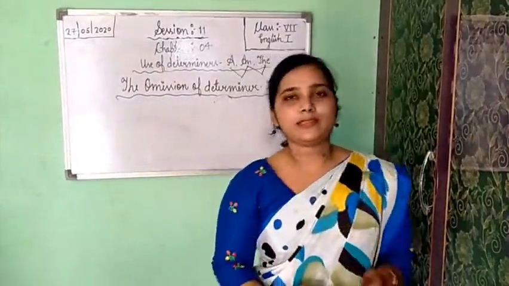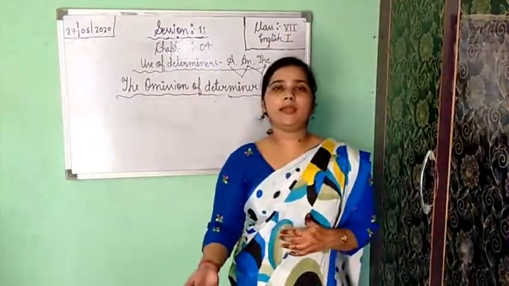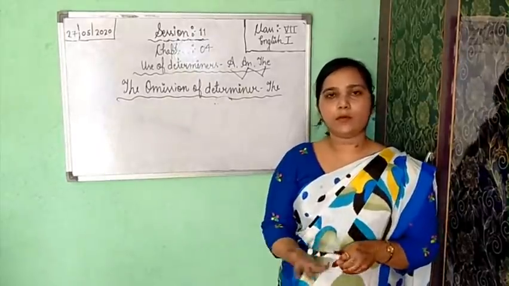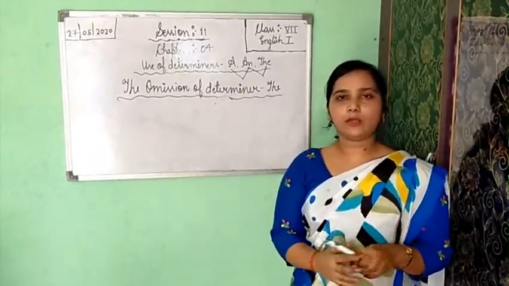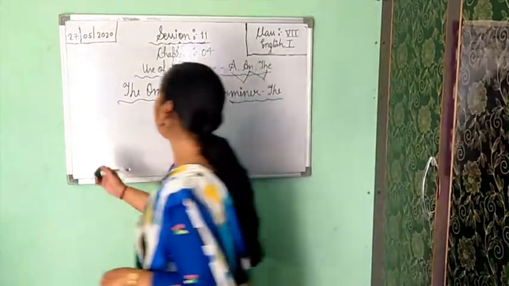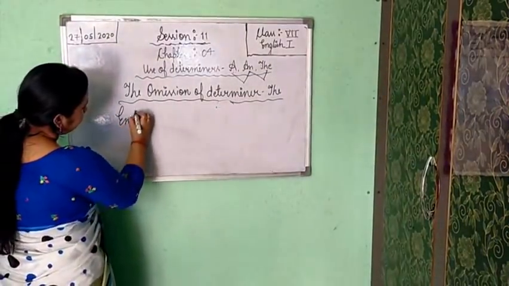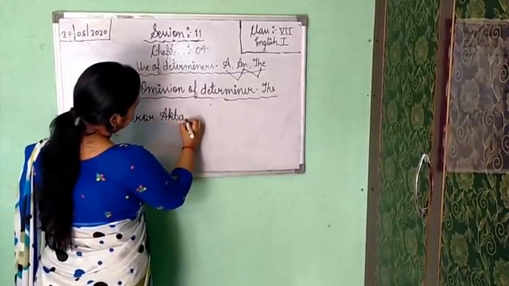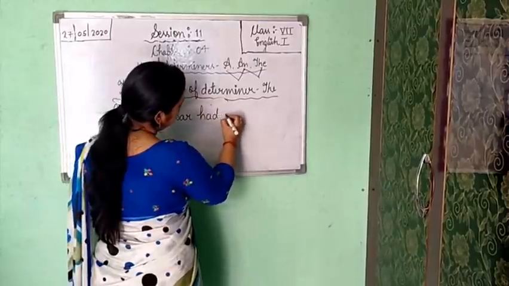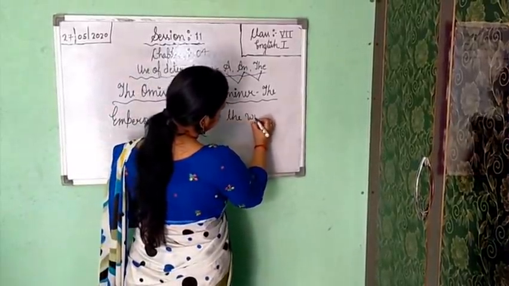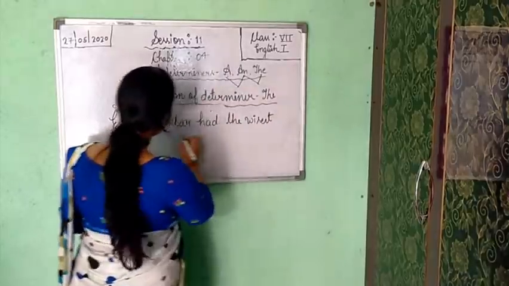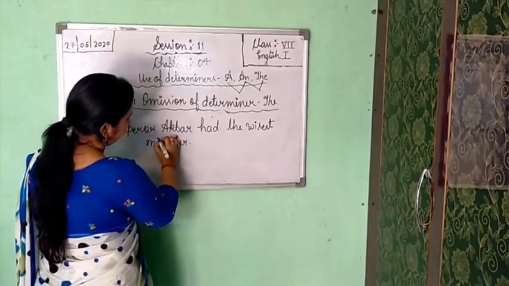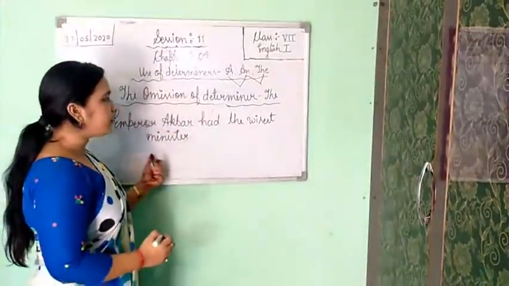Okay. Now the fourth point is, if you are getting the name of an emperor, king, queen, or president, and if it is followed by their name, then before that you will not apply the. For example, Emperor Akbar had the wisest minister.